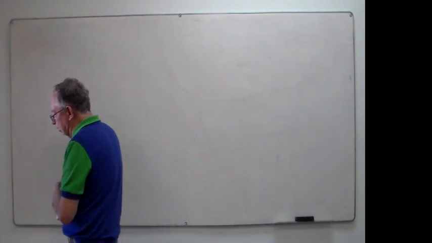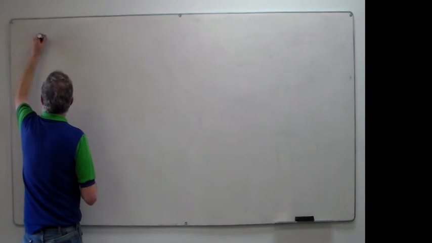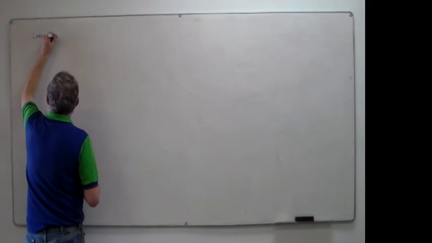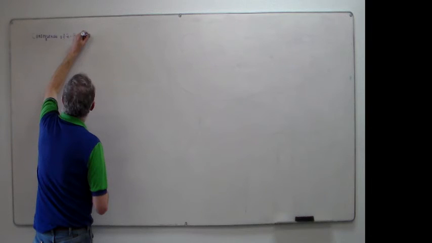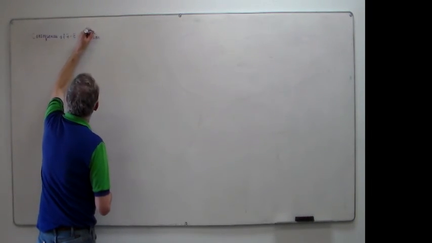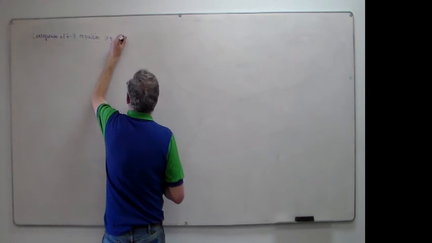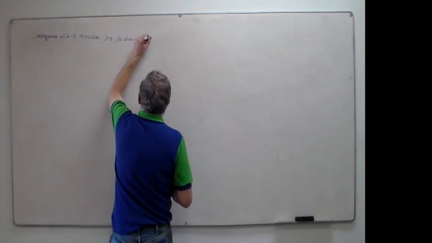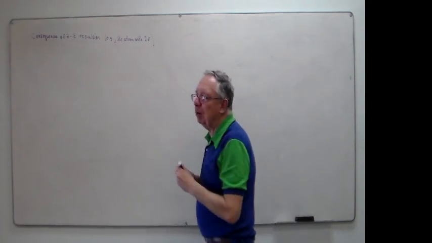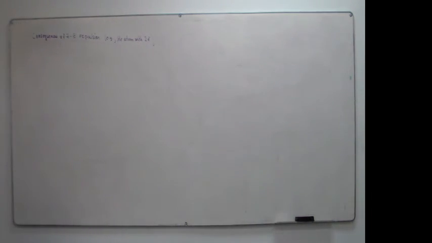Okay, now, what do we want to do next? Consequences of electron-electron repulsion. So let's keep it super simple. Let's go even simpler than lithium. Let's go to helium with only 2 electrons.